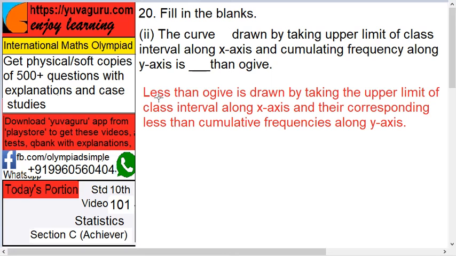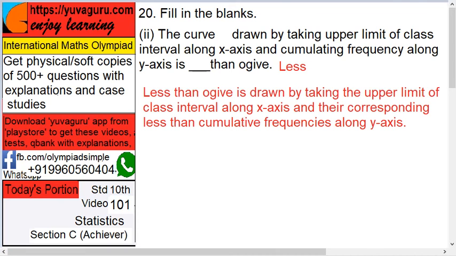See here, just a hint. Less than ogive is drawn by taking the upper limit of the class interval along the x-axis and the corresponding less than cumulative frequencies along the y-axis. So upper limit were taken, less than ogive. So this answer is less than.